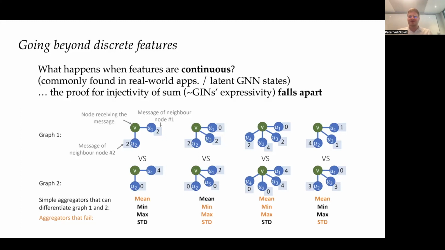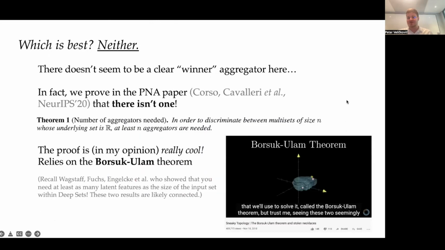It actually turns out that for some of them, like the third one from the left here, the only aggregator out of the four we're considering here that will tell them apart is the standard deviation. Taking the sum, the average, the minimum, the maximum doesn't tell these two neighborhoods apart. So this raised a very interesting question, right? Since there doesn't seem to be a single aggregator that always works, which one is the best?